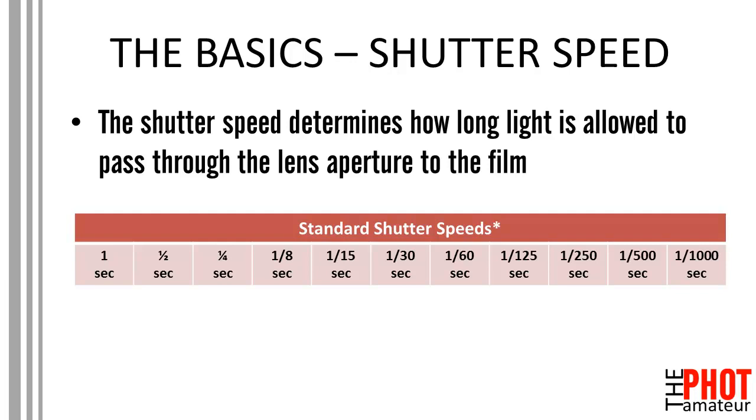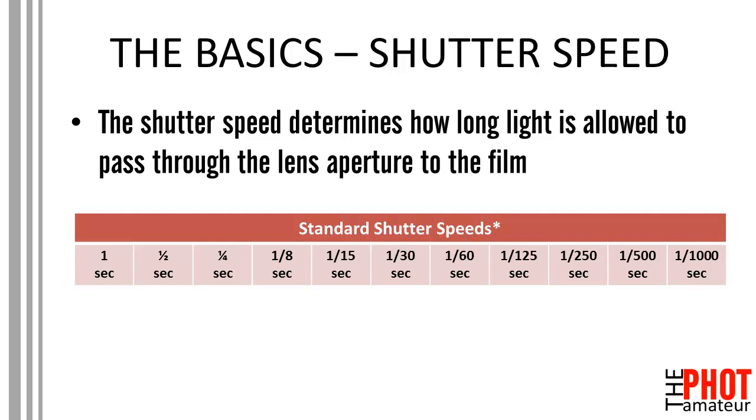Now, B stands for bulb, and that actually will hold the shutter open for as long as the button is depressed. So it doesn't click it open and shut very quickly. As you press the button, it opens the shutter, and it doesn't close it until you release the shutter. But for the purposes of this, we're talking about the timed shutter releases.